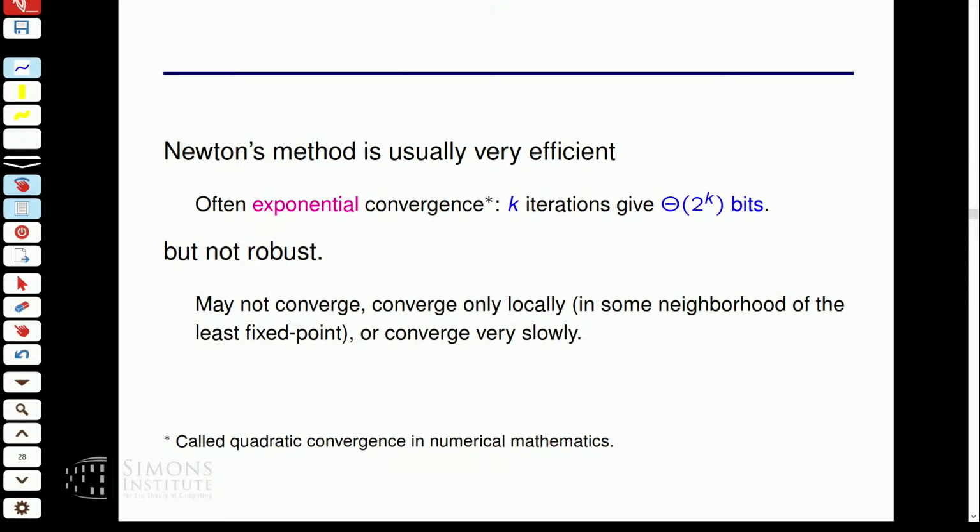The problem is that, well, Newton's method is usually very efficient. In practice, you often see exponential convergence. That's the reason why, for example, when you want to compute a square root numerically, you always use Newton's method, because it's going to have this behavior. The number of accurate bits is going to double with each iteration, right? But the problem is, in general, you are not applying it only to monotone functions and so on. In general, it's not robust.